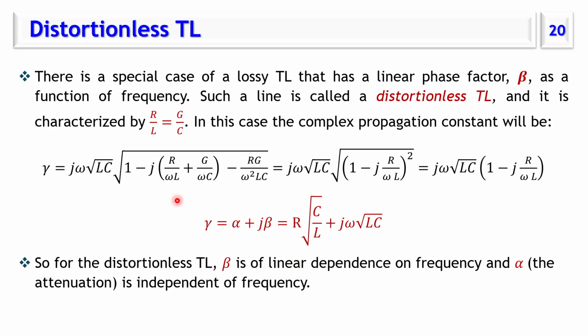So for a distortionless transmission line, beta depends on frequency in a linear way, so the phase velocity is constant, and alpha, which is this value here, is independent of frequency. So it's important to know about dispersion, the cause of dispersion, and the special case of the distortionless transmission line.